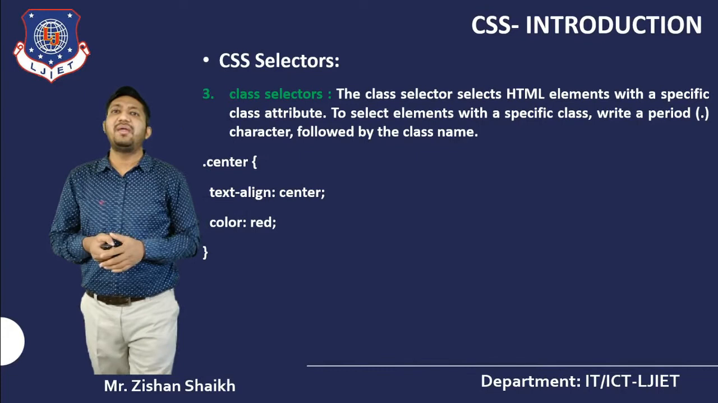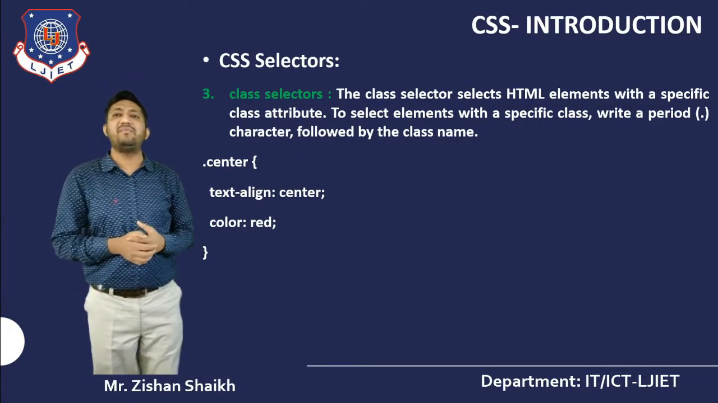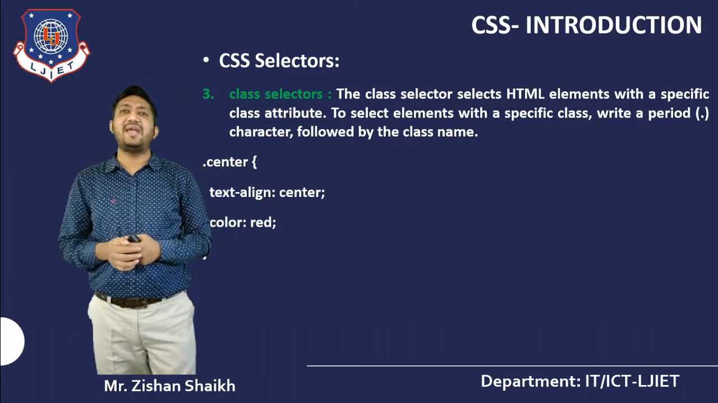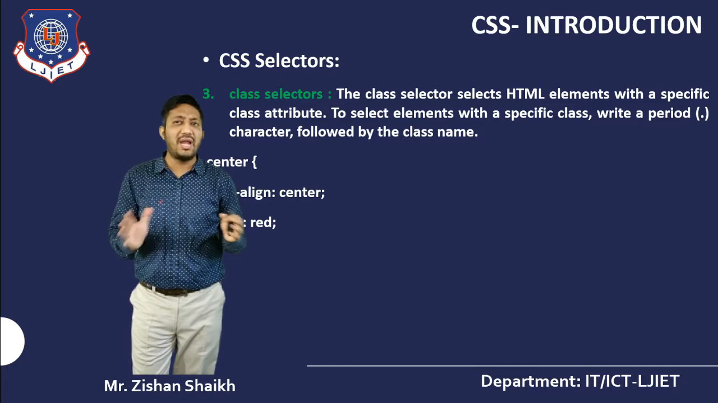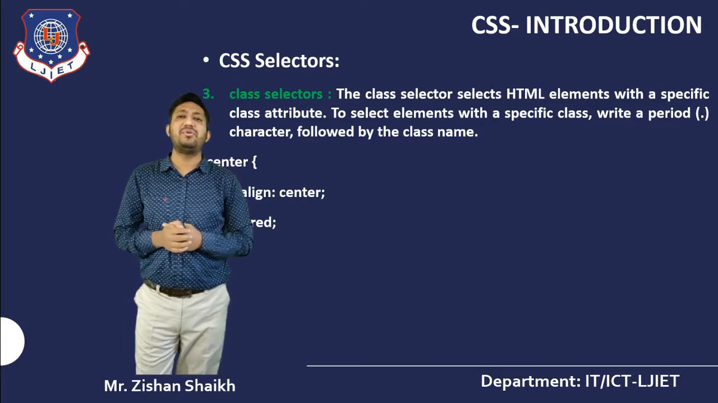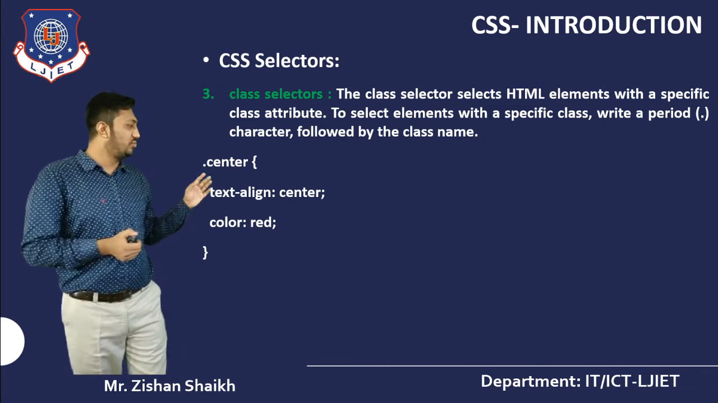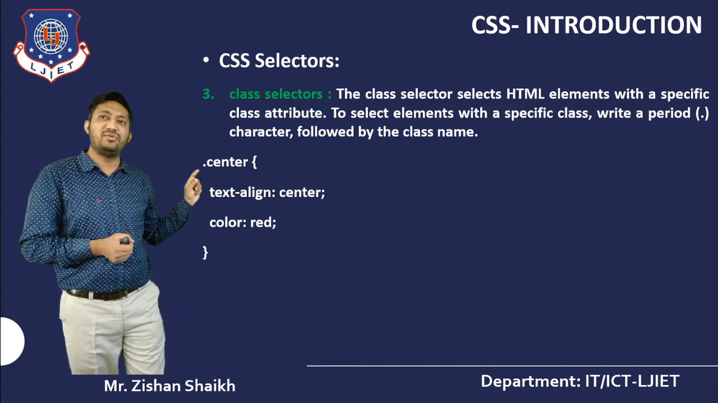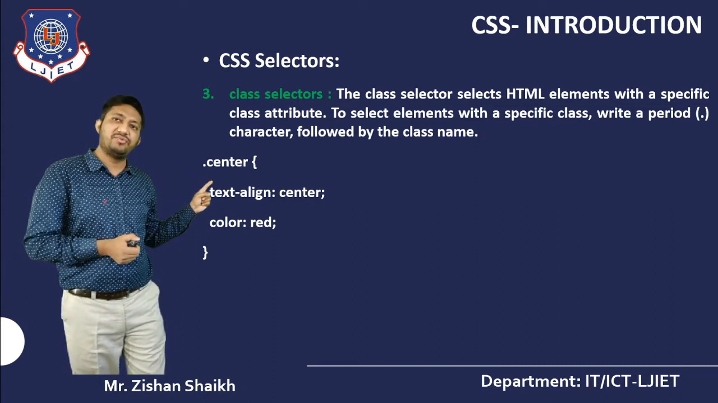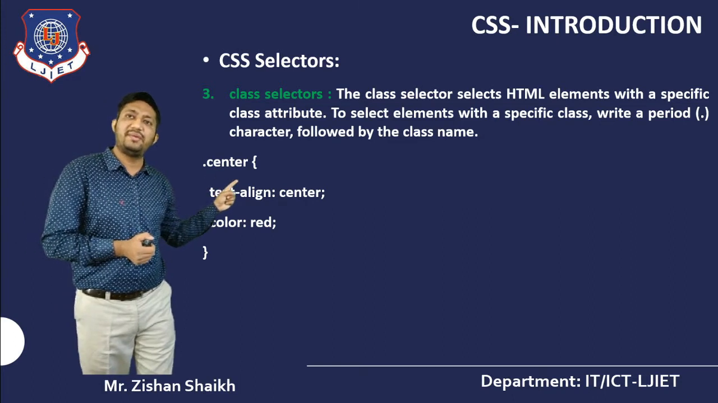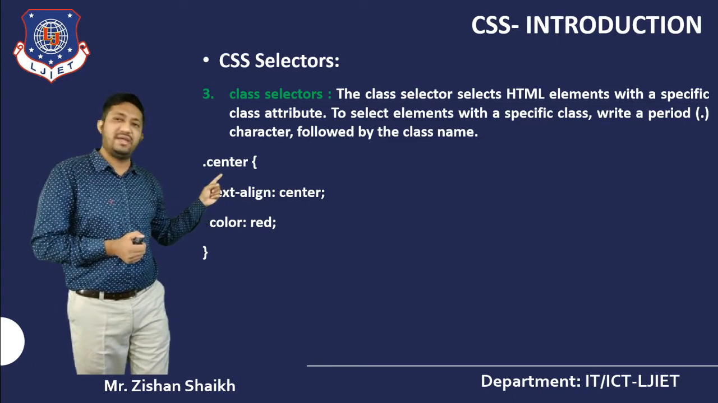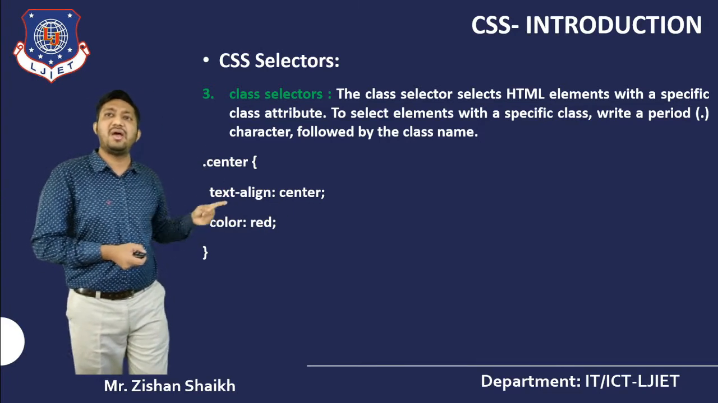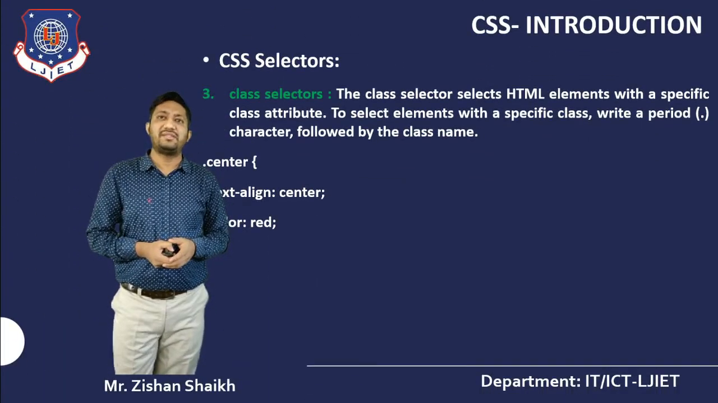Now third is the class selector. How can we assign a class? The class selector selects the HTML element with a specific class attribute. If we are choosing the class, then we have to use the dot symbol first. In id we use the hash, whereas for class we use the dot. After the dot we write the particular name of your class, and then you can write your property and value. So this is the method of how we use the CSS class selector.